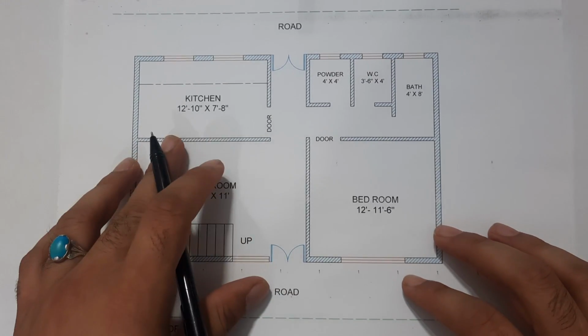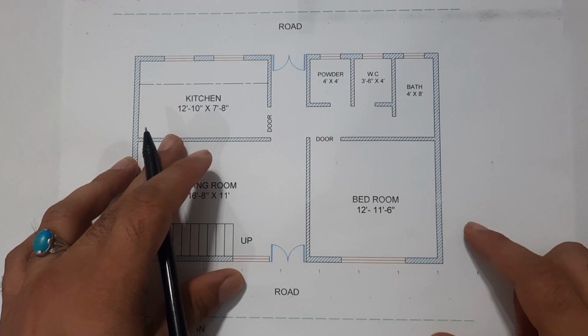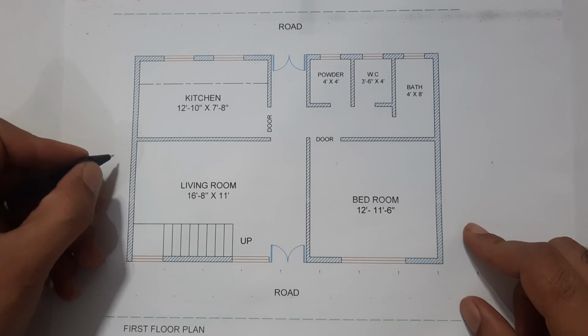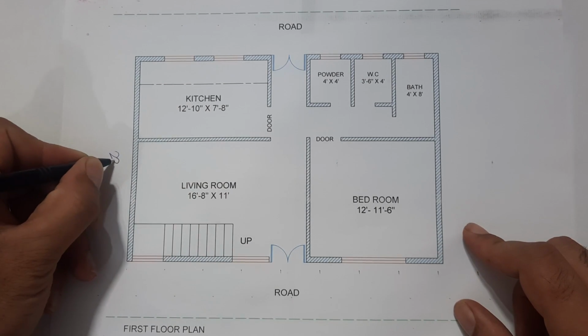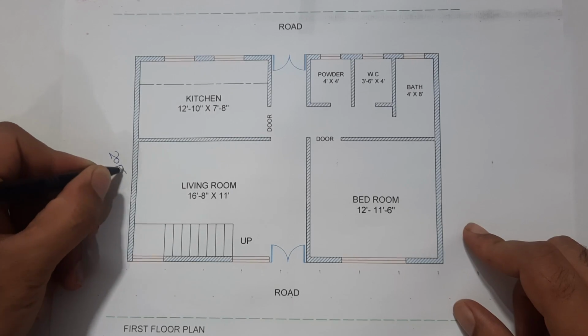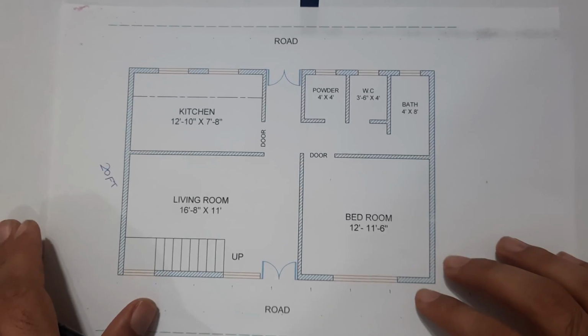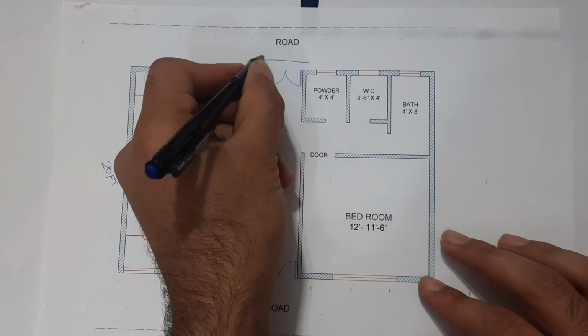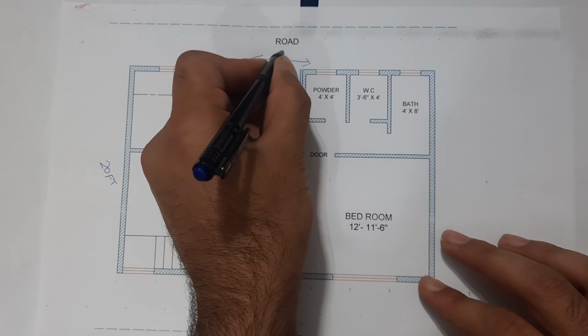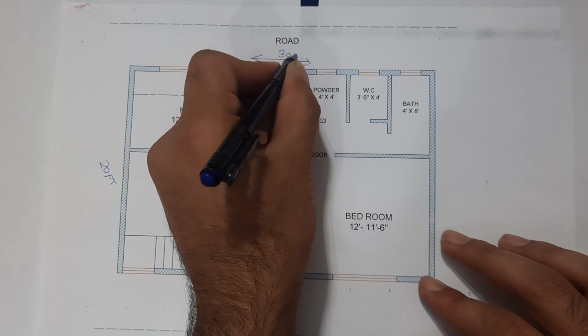Today in this short video lecture I will guide you for a house planning in the dimensions of 20 by 30 feet. Width is 20 feet and length is 30 feet. This is 30 feet. I designed this house plan for one of my clients.